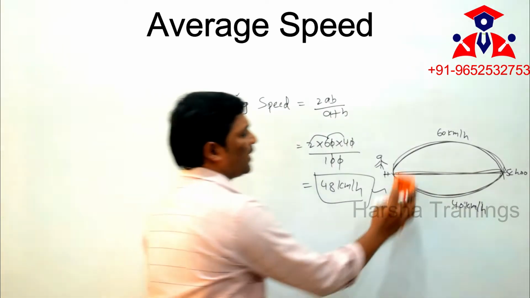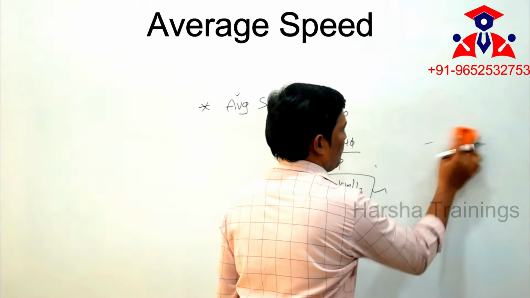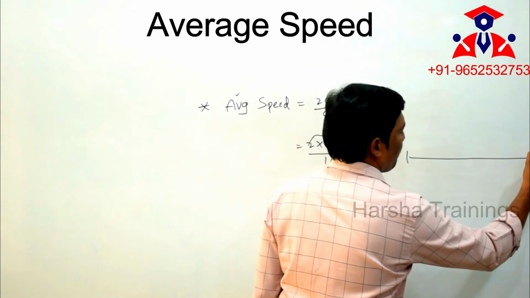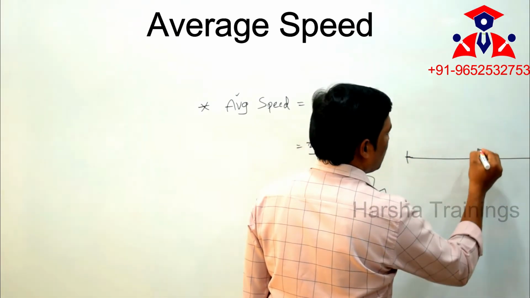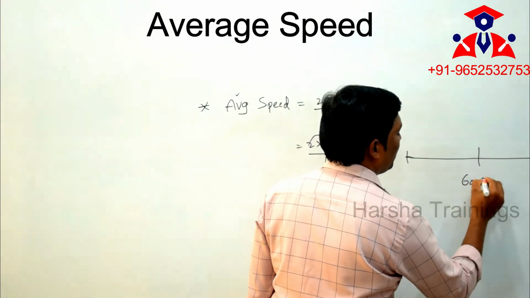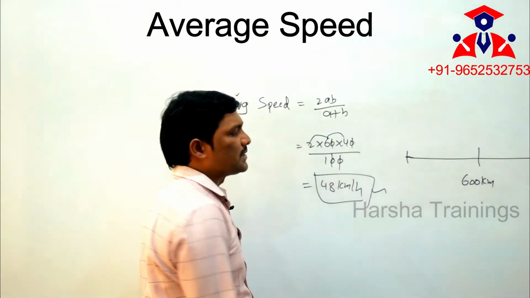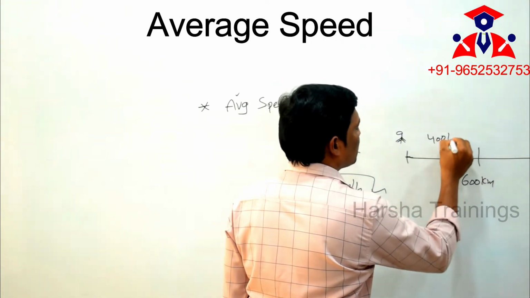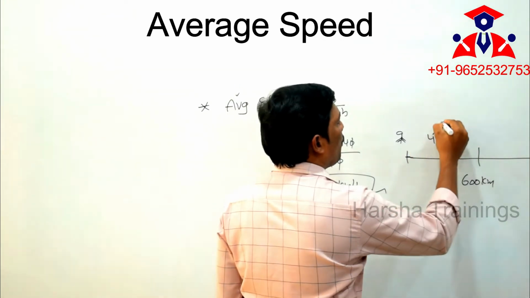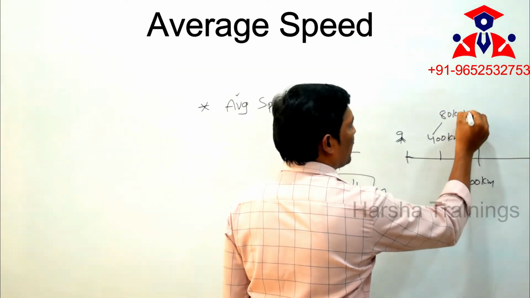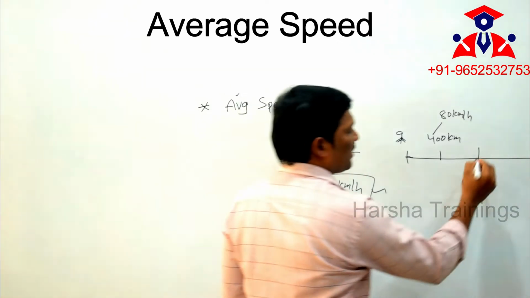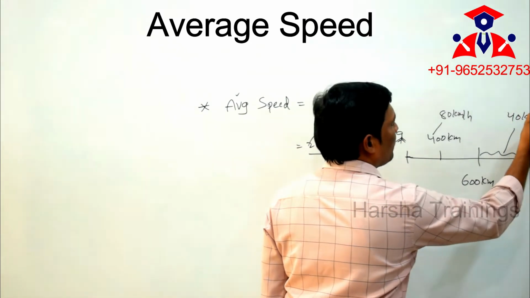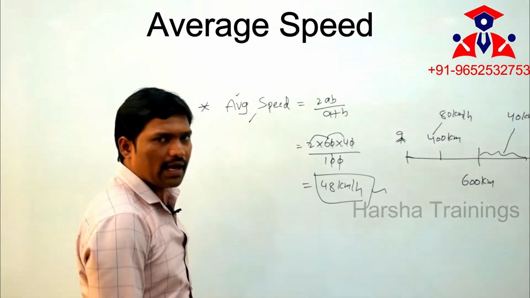Okay, for example guys, the total distance is 600 kilometers. A person moving first 400 kilometers with speed of 80 kilometer per hour, and remaining distance with speed of 40 kilometer per hour. Then find the average speed.